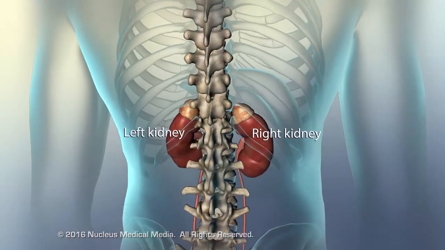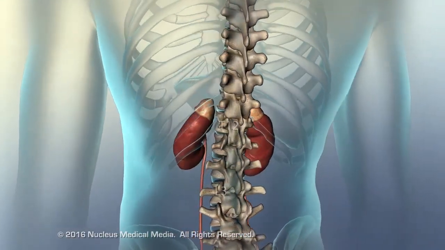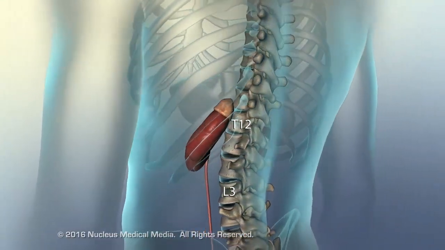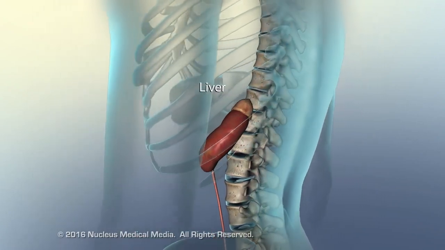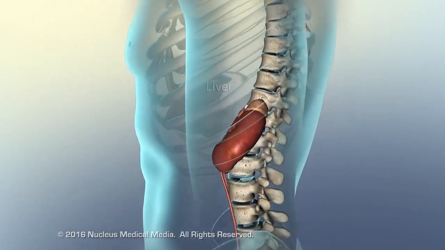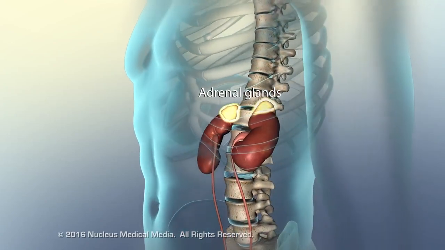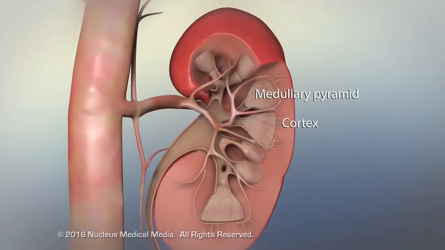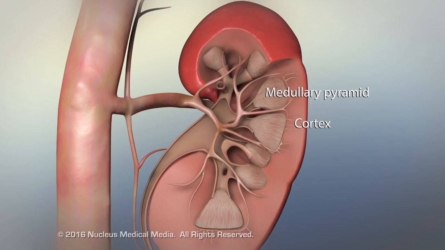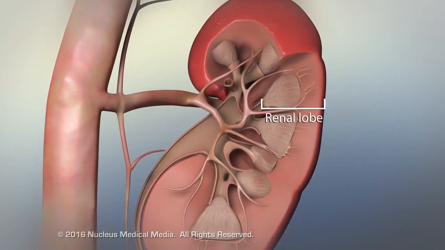The kidneys are located on either side of the spinal column in the posterior abdominal wall. Adrenal glands sit on top of the kidney. The medullary pyramid and outer cortex compose the renal lobe.